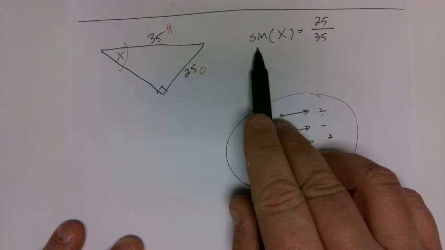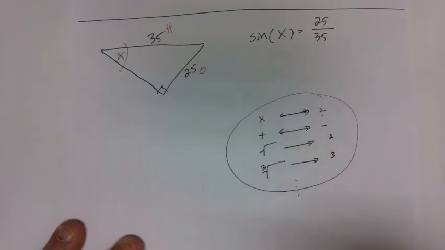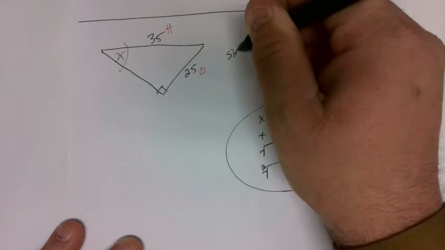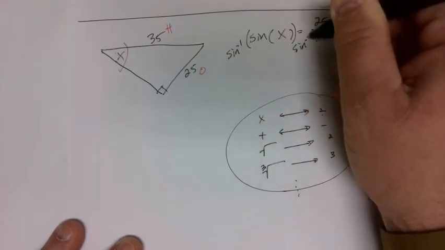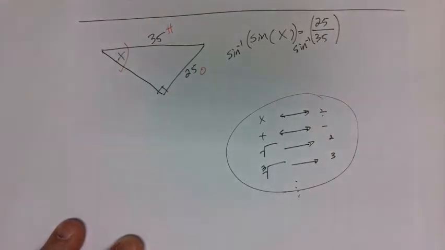The inverse of a sine, or what undoes a sine, is called an arc sine or an inverse sine. You'll hear them called both. It's this sine with this little -1.